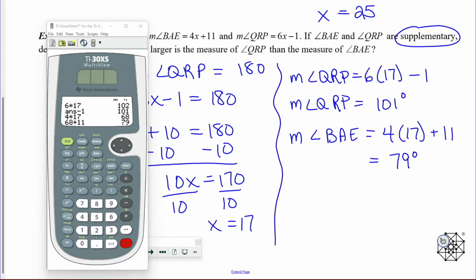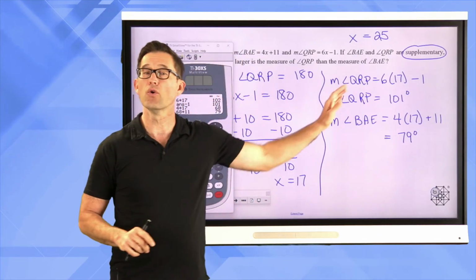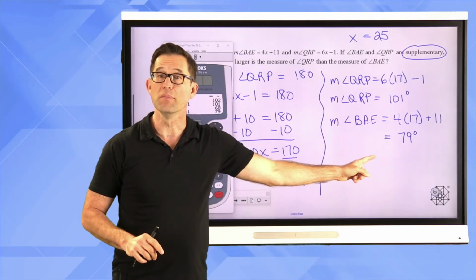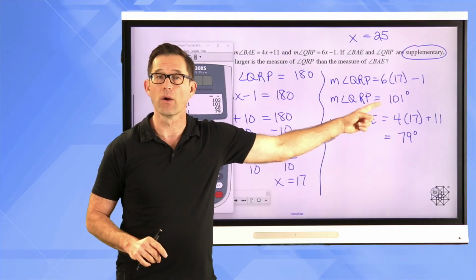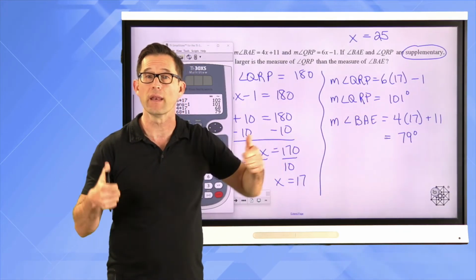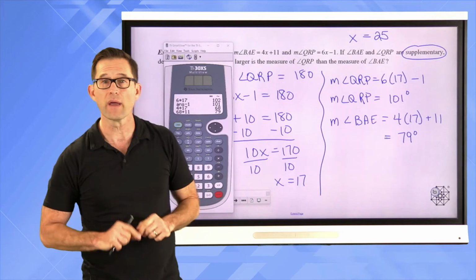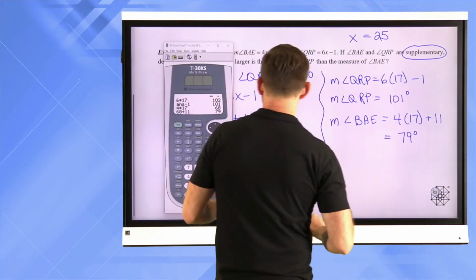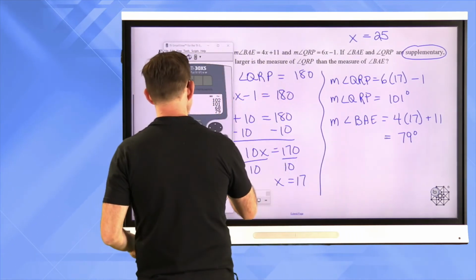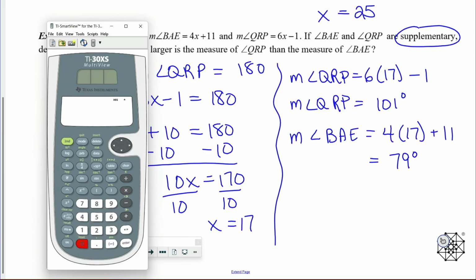Before we finish this problem, right, real quick check. QRP is 101. BAE is 79. If I add 101 plus 79, I get 180. Cool beans, that's what I need, right? I need them to add up to 180. But still, the problem is how many degrees larger is one than the other? So that's 101 minus 79, and that gives me 22 degrees larger.